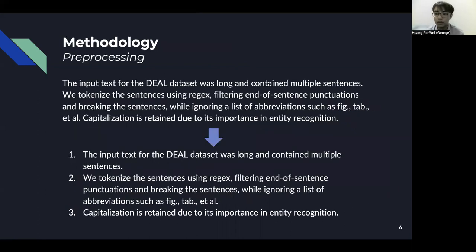We now dive into the methodology. As each sample text in the dataset is quite long and far exceeds the length limit of 512 tokens for most transformer models, we partition the text into sentences by filtering on end-of-sentence punctuation while ignoring a list of abbreviations such as fig, tab, et al. Despite the appearance of long-text transformers such as BigBird and Longformers, we use simple partitioning as we reason that the recognition of named entities may not require context of sentences that the entity itself does not reside in.